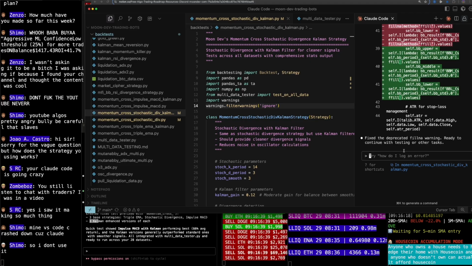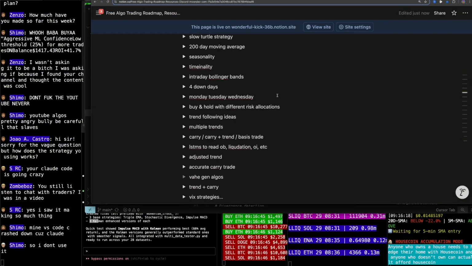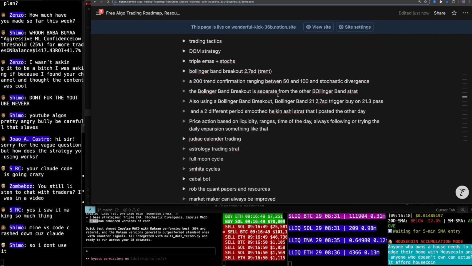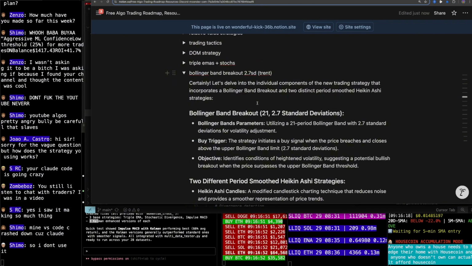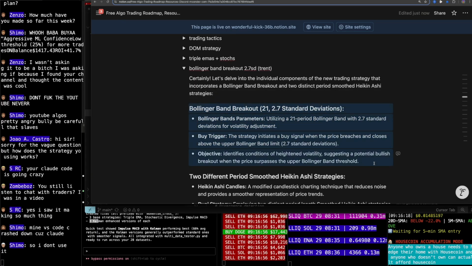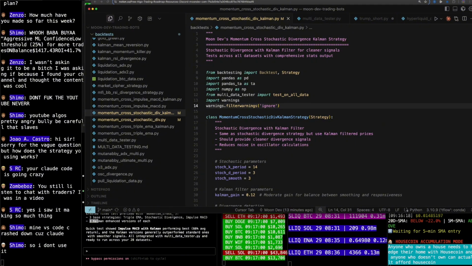Fix the deprecated Filna warning. Damn, dude. We gotta start this over. I thought she would get back. She didn't really resume it. Let's copy this over. And let's go ahead and exit out of Claude. Damn, all the way. Fudge.